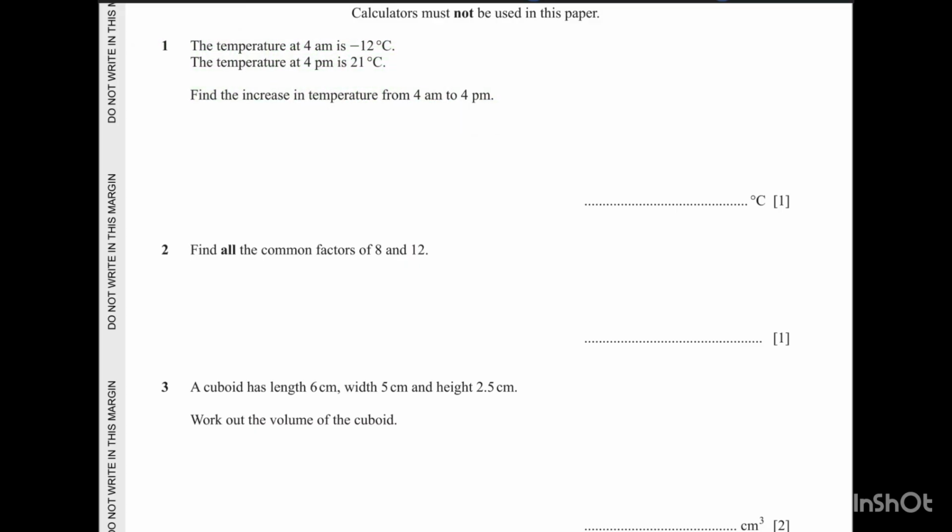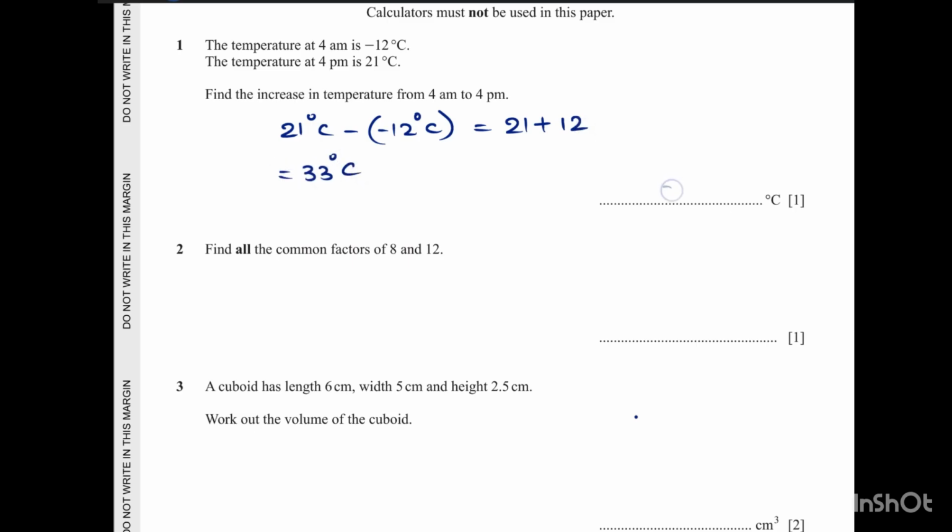So the increase in temperature is the difference of the temperatures here. The temperature at 4 pm is the later part of the day. You have to take 21 degrees and subtract from it the former part of the day, that is 4 am. So when it is minus of minus, you have to add it: 21 plus 12. That will be 33 degrees Celsius. The answer is 33.